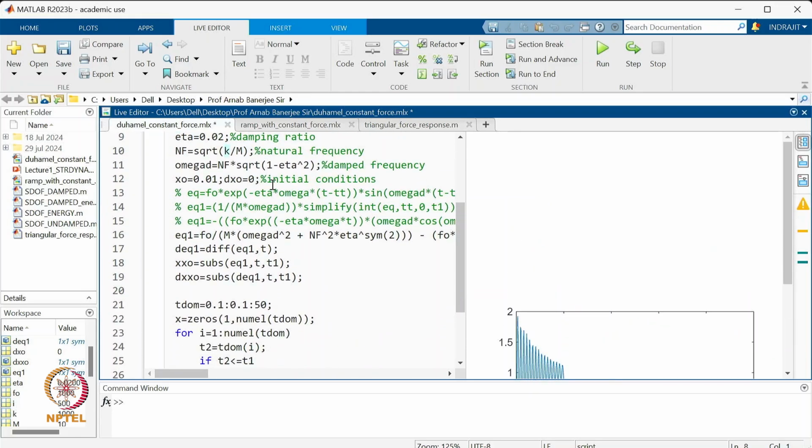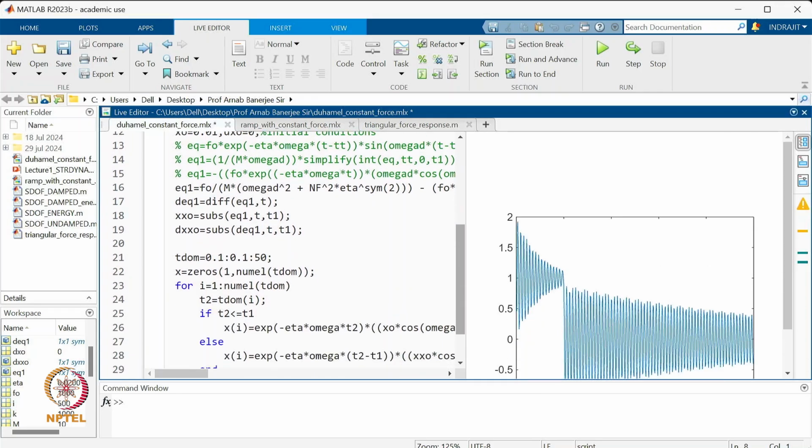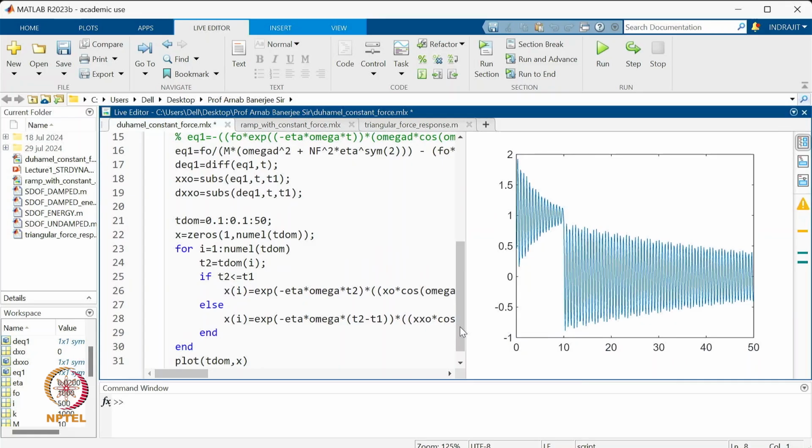Then x0 is the initial condition. So for the initial condition you can notice 0.01 and velocity was 0. So 0.01 was the initial condition, so it will be starting somewhere here. Then it goes up because you have a forced vibration. We have also seen in the last class how the pure forced vibration will work. It goes up and then we leave it.